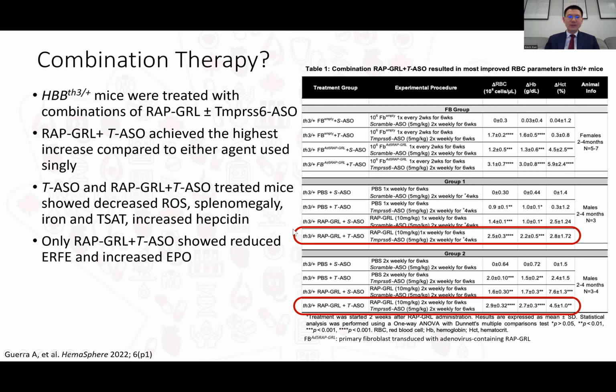The TMPRSS6 antisense oligonucleotide, and the luspatercept analog with the TMPRSS6 antisense oligonucleotide, treated mice also showed a reduction in reactive oxygen species, splenomegaly, iron, and transferrin saturation, as well as an increase in hepcidin levels. And it's only the combination that was shown to have reduced erythropoietin as well as increased erythropoietin.